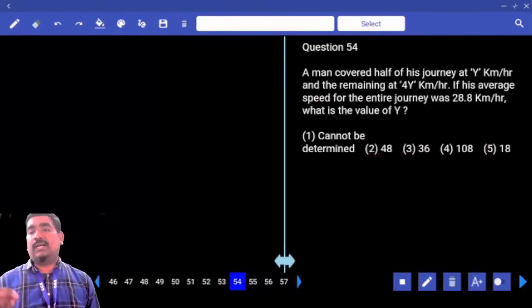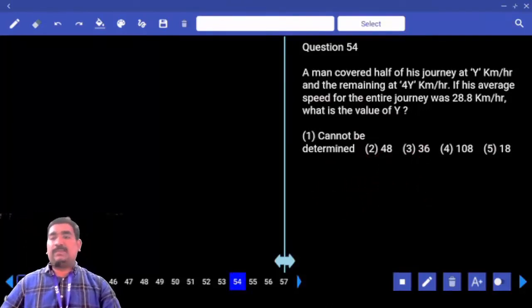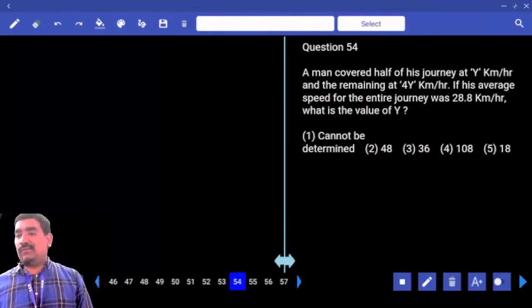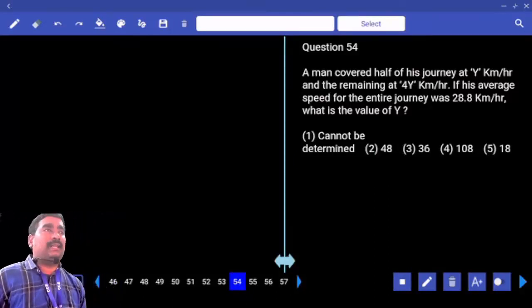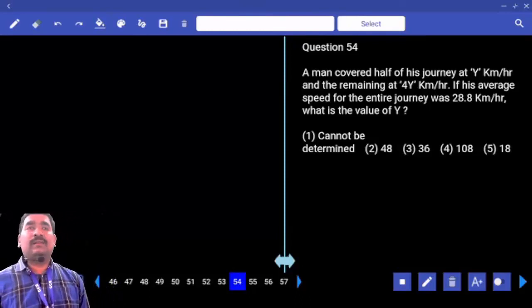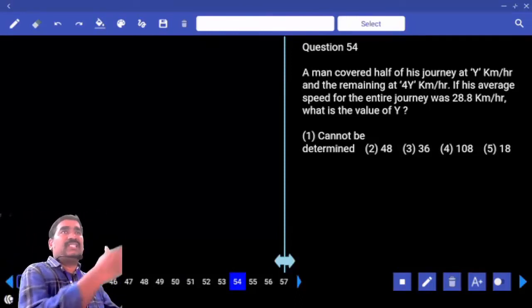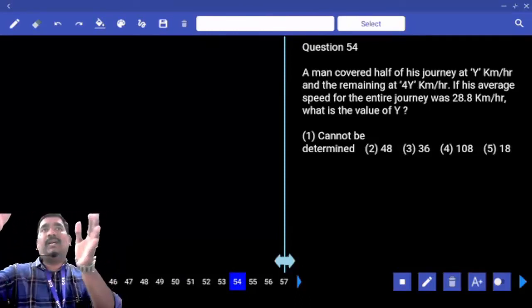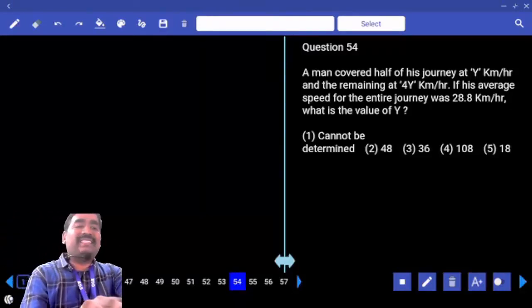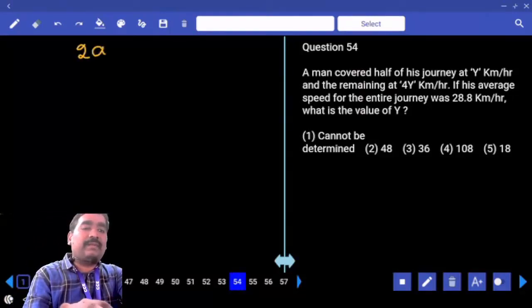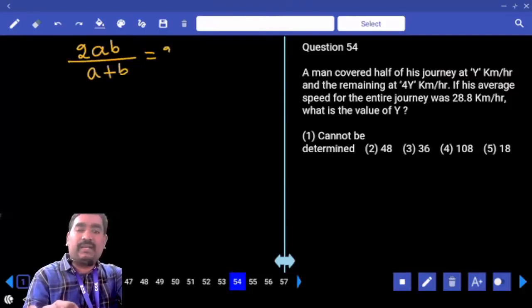A man covered half of his journey at y kilometers per hour and the remaining at 4y kilometers per hour. If his average speed of the entire journey was 28.8, what is the value of y? First half of the journey and remaining half of the journey, both cases distance is same. If in both cases distance is same, what is the average speed formula? 2ab by a plus b. That average speed they given as 28.8.